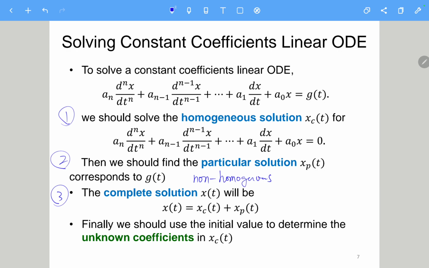So first of all, these are the three steps to solve the constant coefficient ODE. Let's have a 10-minute break, and then we can learn the detailed procedure for solving each of these.